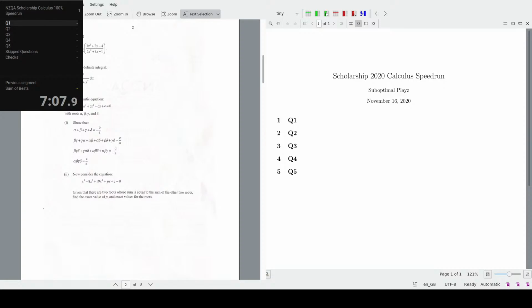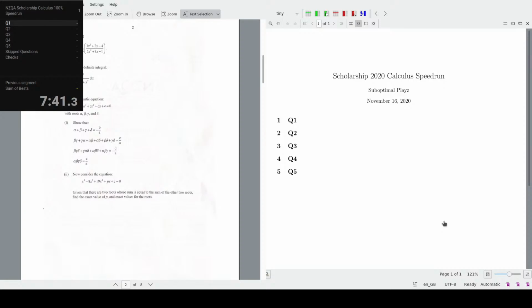Right, that's the Vieta's stuff. Now consider this equation: x to the 4 ... there are two roots whose sum is equal to the sum of the other two roots. Then find the exact value of p and the exact values for the roots.